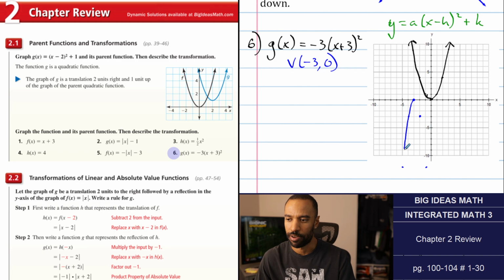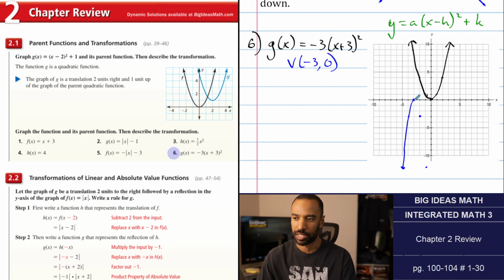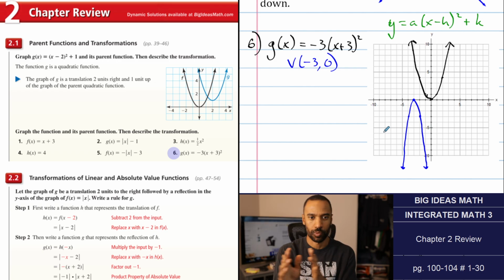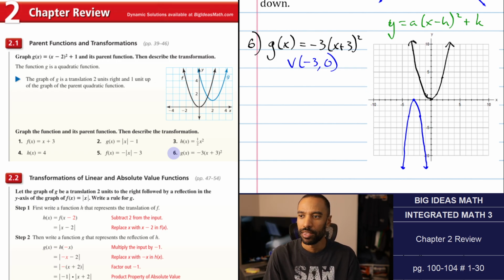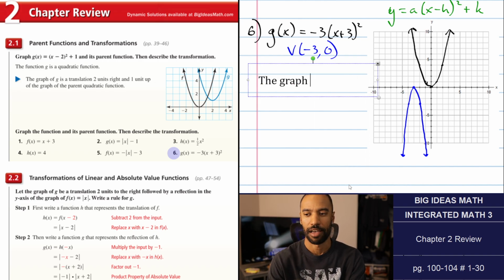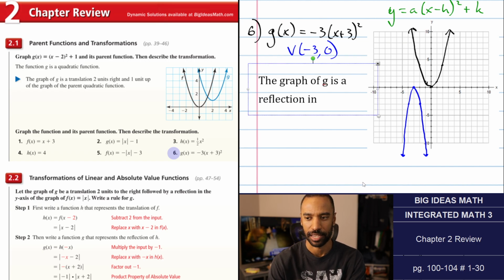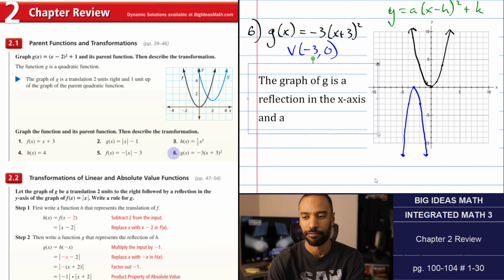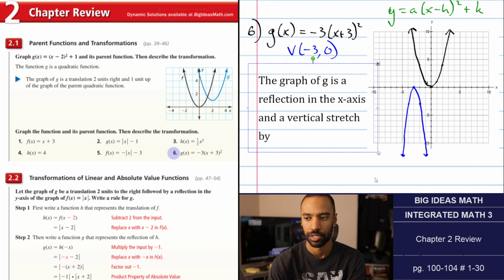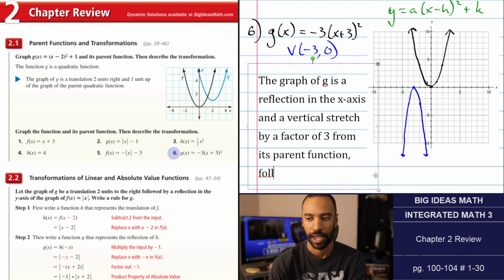I'll do that later in section 2.5 because, again, they assume you're using a table at this point, but we reflect across the axis of symmetry. It's the first time we're seeing a translation off of the y-axis going this way, so it's the first time I even want to bring it up. Anyway, there's the graph. Let's go ahead and describe it. The graph of g is a reflection in the x-axis and a vertical stretch by a factor of 3 from its parent function, followed by a translation 3 units left.